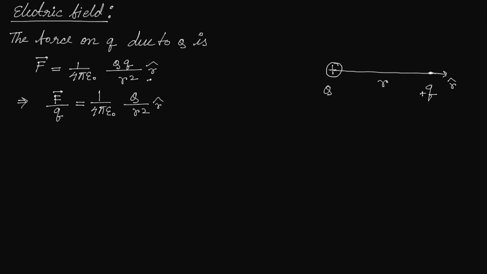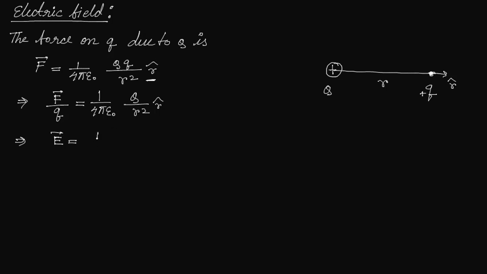So here this equation gives the force on small q because of capital Q. But once you divide this force by small q, then we can write the force per unit charge because of capital Q at a distance r. That force per unit charge because of capital Q at a distance r, that means at this point, is called electric field. We symbolize it by E. So in this case, E will be the electric field of the capital Q charge at a distance r.